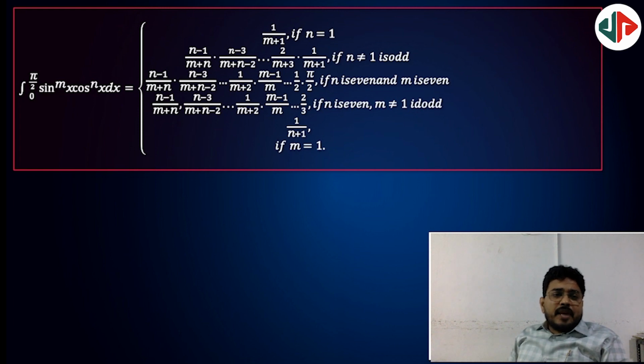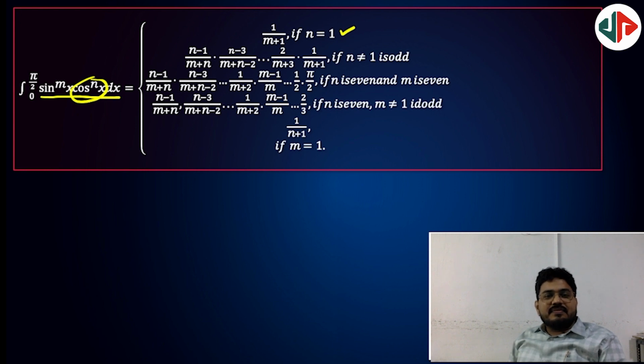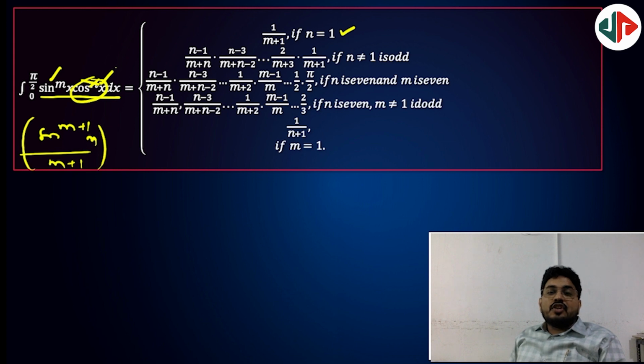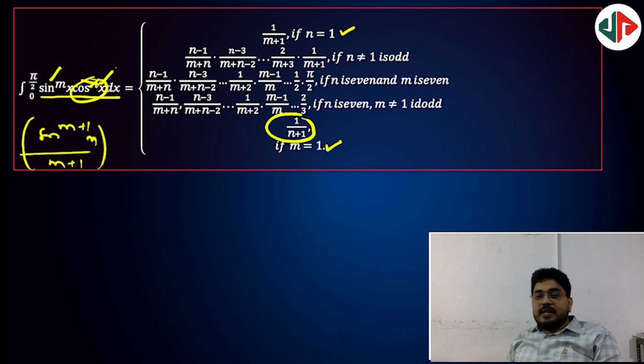Integral 0 to pi by 2 of sin^m x cos^n x dx. Here these are the cases. n is equal to 1 means integral 0 to pi by 2 of sin^m x cos x dx. What happened? It is f of x into f dash of x, so sin^(m+1) x by (m+1). When you apply the limit, you are going to get the answer. Similarly, m is equal to 1 also, you will be getting the same answer.